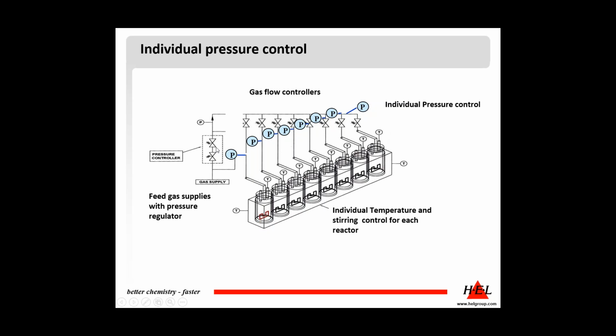The gas mix, or indeed the gases flowing into the bioreactors, is also controlled from the main gas supply. And so this, together with individual temperature and stirring control, allows you to look at the impact of varying a lot of parameters on the system.